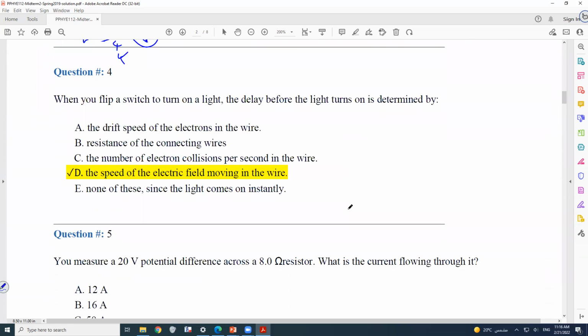Number 4, when you flip a switch to turn on a light, the delay before the light turns on is determined by.